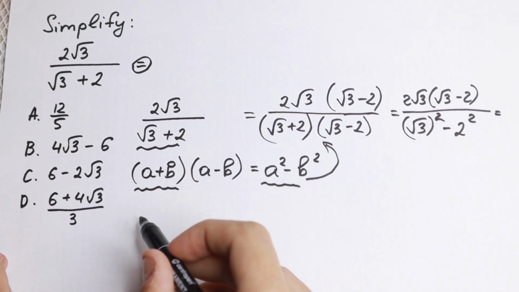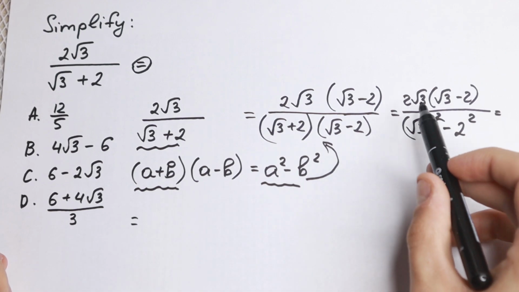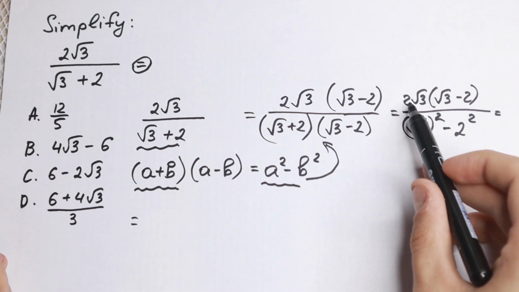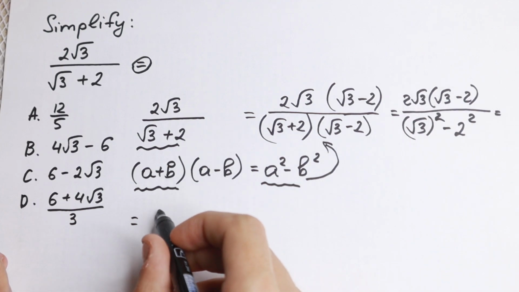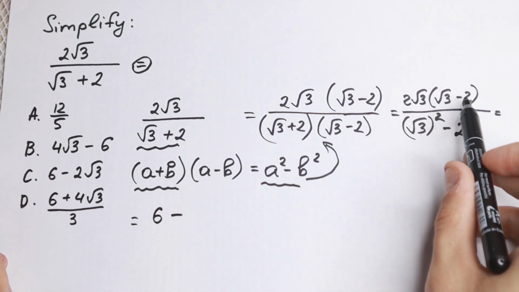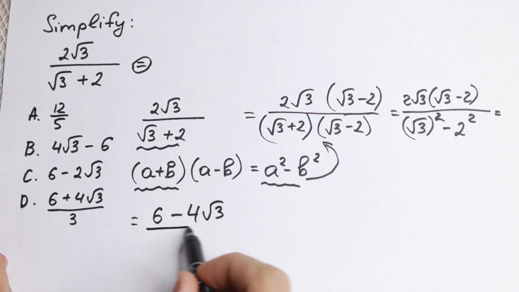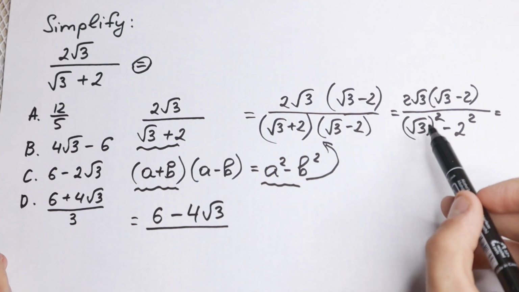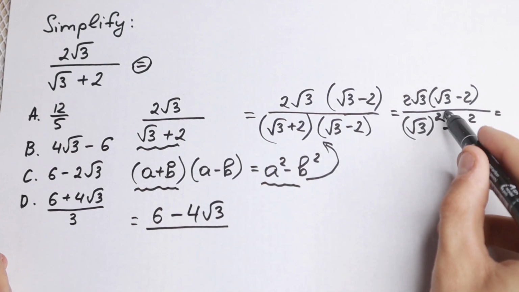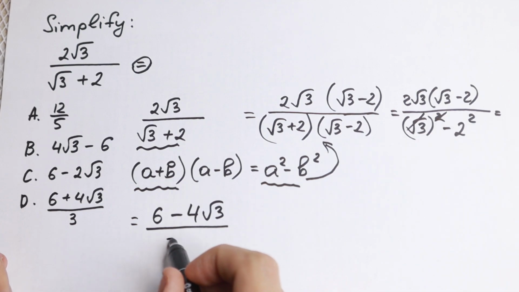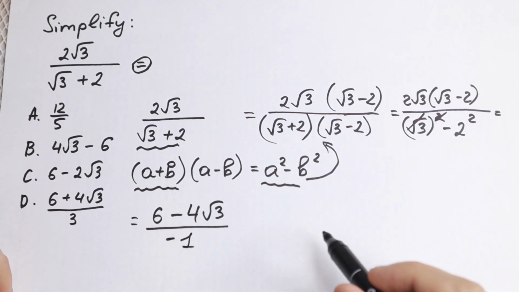Okay, what are we going to do next? I write it right here at the bottom. Let's multiply this in our parentheses. Square root of 3 times square root of 3 will be equal to 3. 2 times 3 will be 6. 6 minus, and 2 times 2 is 4, so minus 4 square root of 3. And in our denominator, if we raise it, we can cancel the square root sign and the second power. We will have 3 minus 4, which is equal to minus 1. So this is our trick right here.